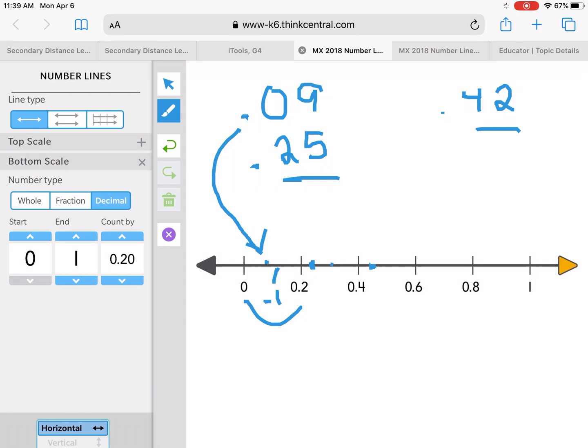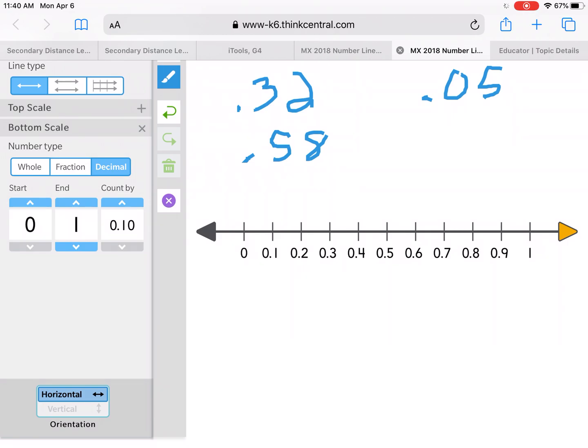Okay, you can create any number line to place and position decimals in order from least to greatest. So if I was asked to put these 3 decimals in order from least to greatest, my first would be 9 hundredths, and then I would have 25 hundredths, and the greatest of this set would be 42 hundredths. Let's try these. Where would you place these on a number line? Pause the video now to practice it.